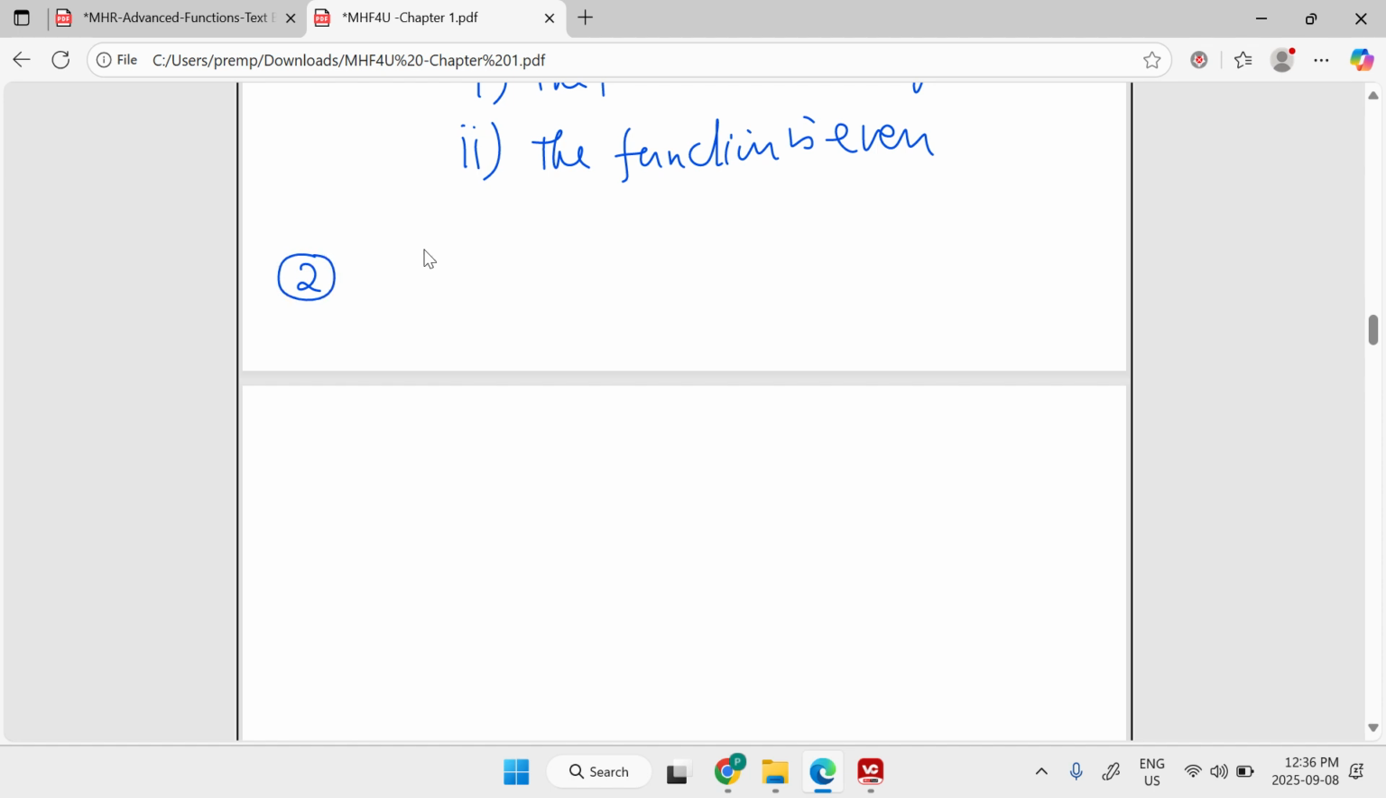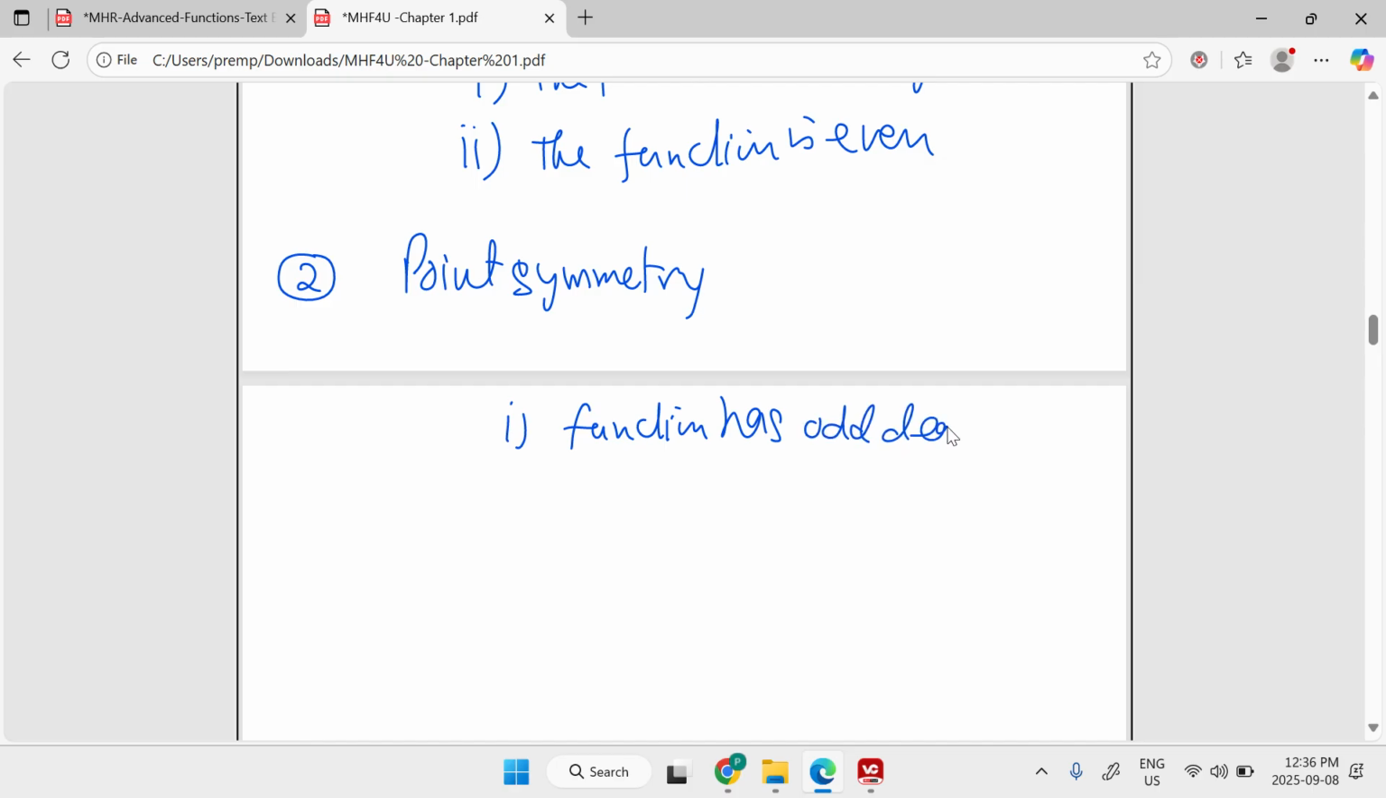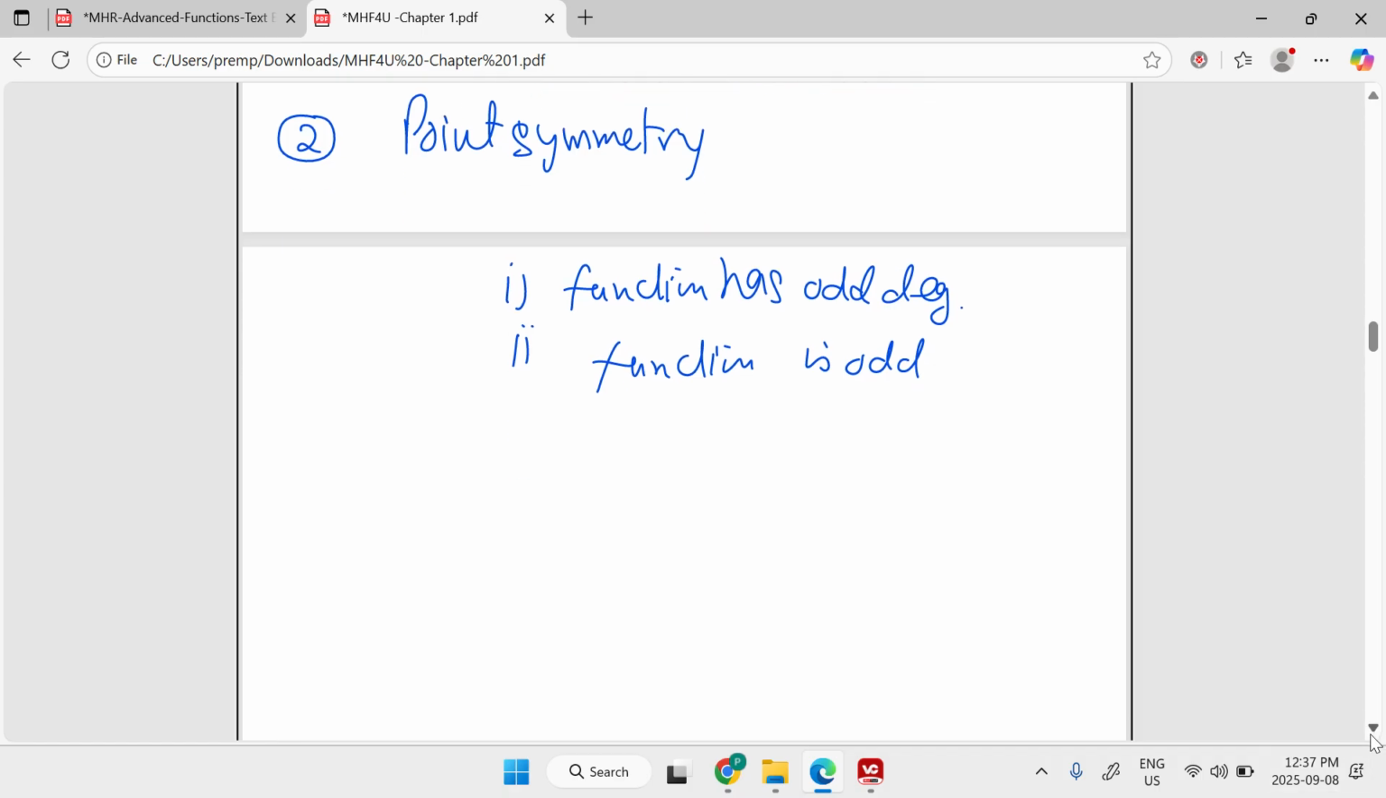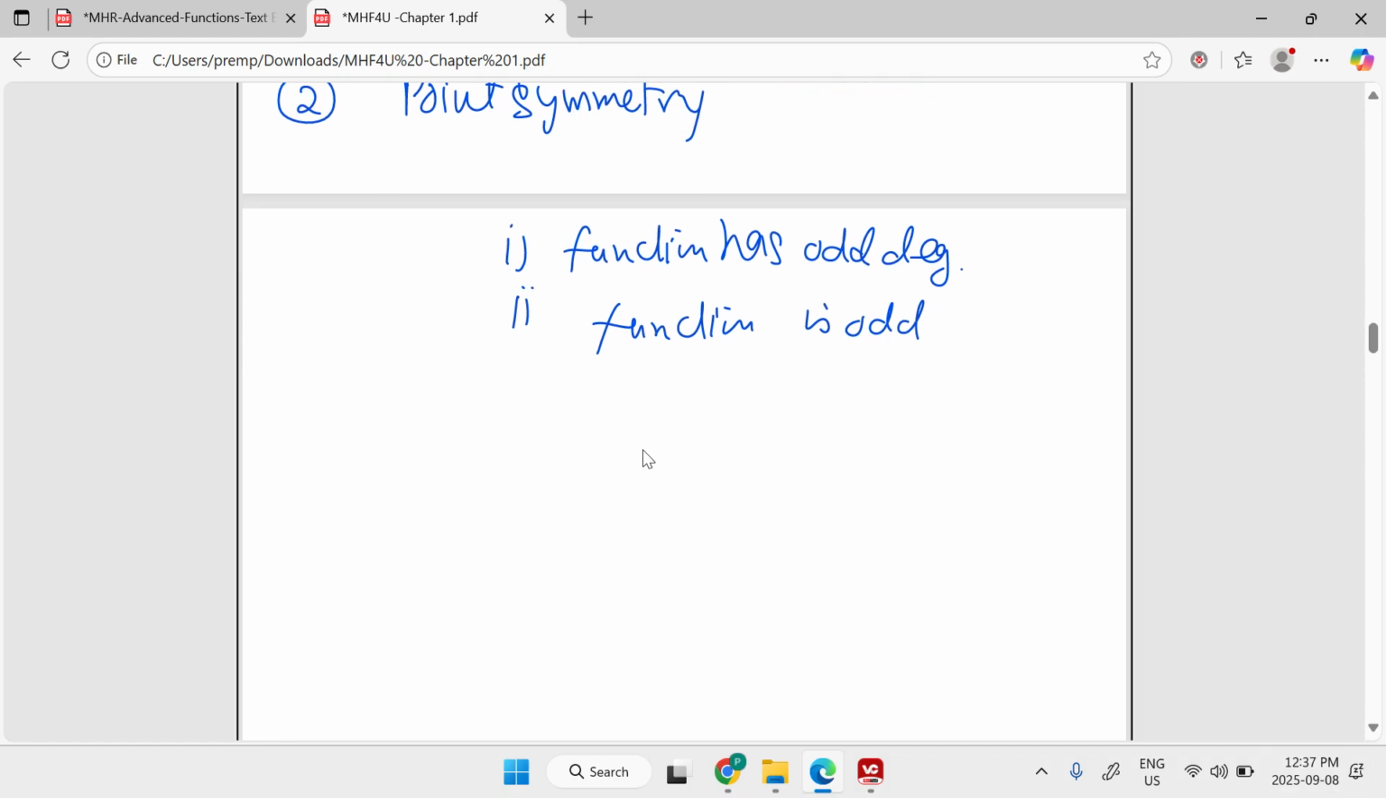So the second type of symmetry, we call it point symmetry. So the point symmetry condition is the function has odd degree, and second is the function is an odd function. Now obviously you know the meaning of even degree and odd degree. What are these functions, even and odd functions? So let us talk about that.